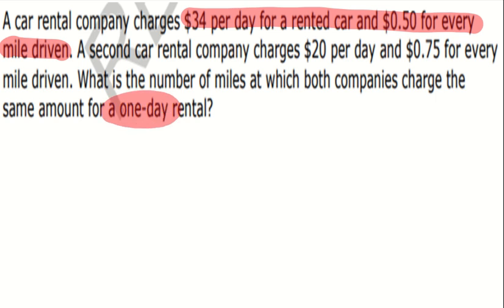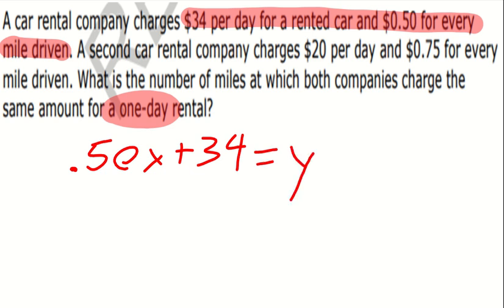The reason why, it's for a one-day rental. Everybody follow on that? So if it's $34 per day, we don't need to multiply by the number of days then, do we? If it's just one day. So our equation for that one, we've got 50 cents for every mile. So we're going to say 50 cents for X miles and $34 a day, and that'll equal our total. Okay? Everybody kind of good on that?